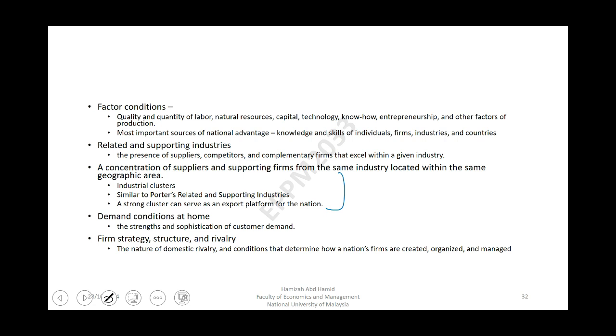Another factor is demand conditions at home, the demand of the customers in terms of strength and sophistication. Lastly is the firm strategy, structure and rivalry domestically, and the conditions that determine how a nation's firms are created, organized and managed. So it is highly related to business ecosystem, the financing structure and so on.